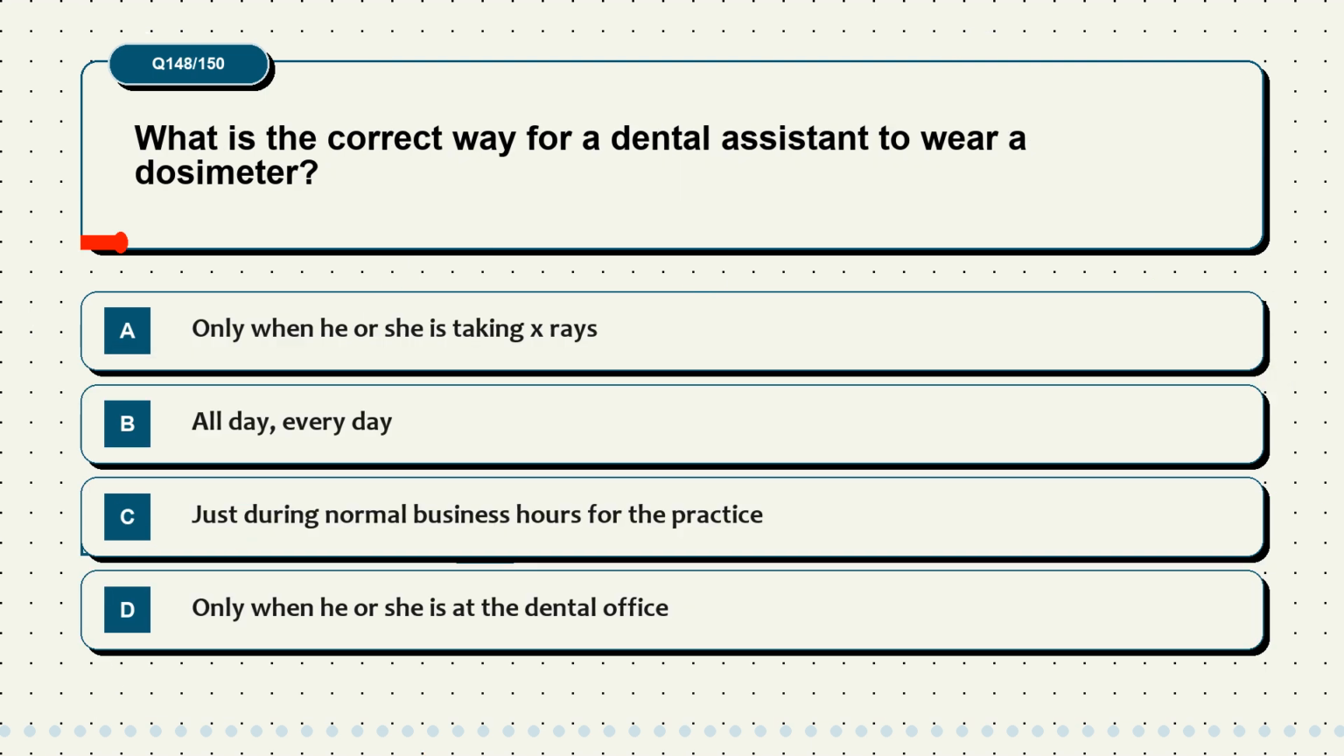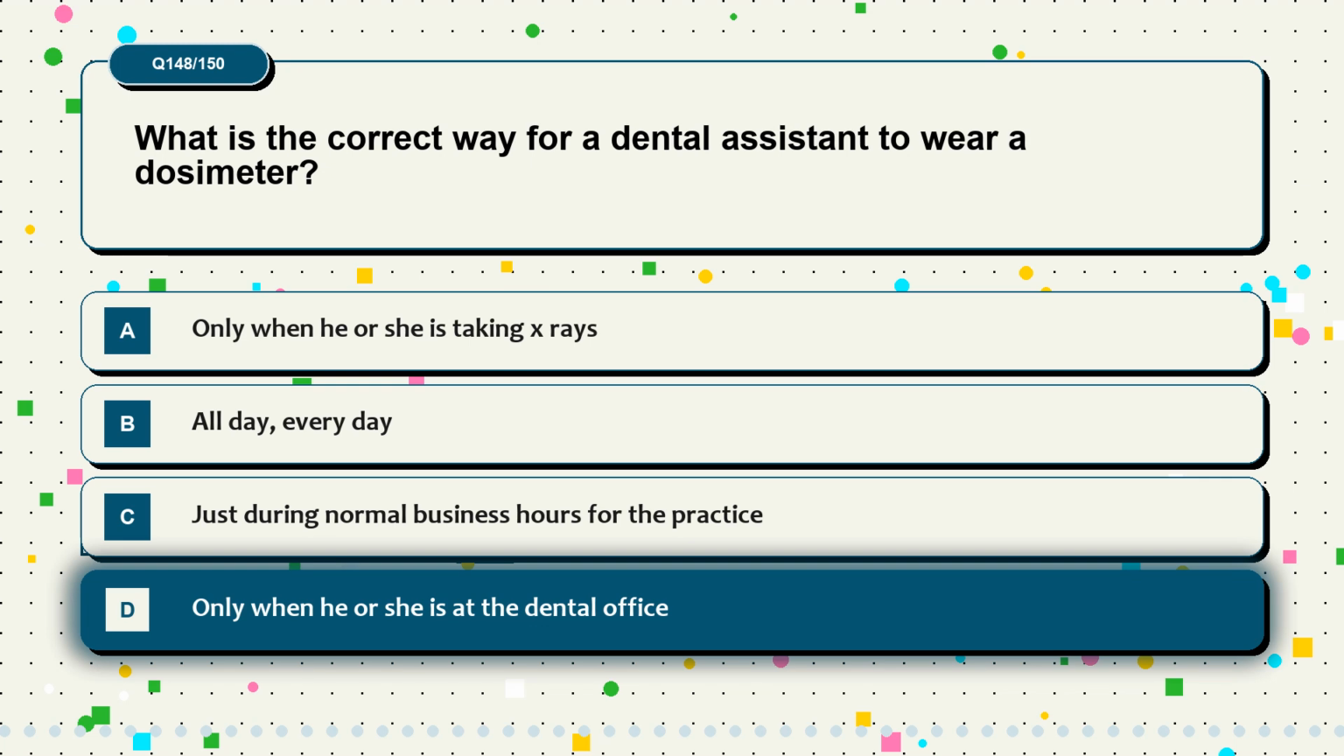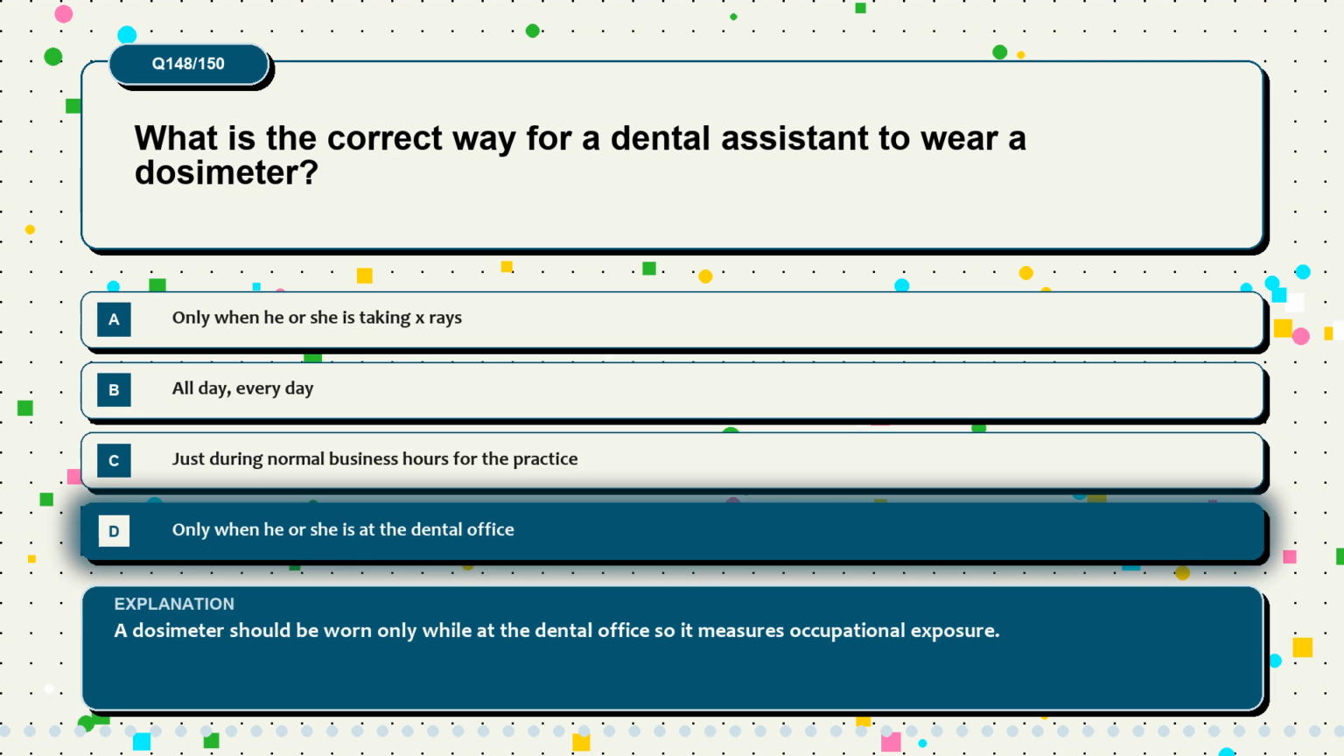Question 148. What is the correct way for a dental assistant to wear a dosimeter? Here are the options. Option A. Only when he or she is taking X-rays. Option B. All day, every day. Option C. Just during normal business hours for the practice. Option D. Only when he or she is at the dental office. The correct answer is option D. Only when he or she is at the dental office. A dosimeter should be worn only while at the dental office so it measures occupational exposure.